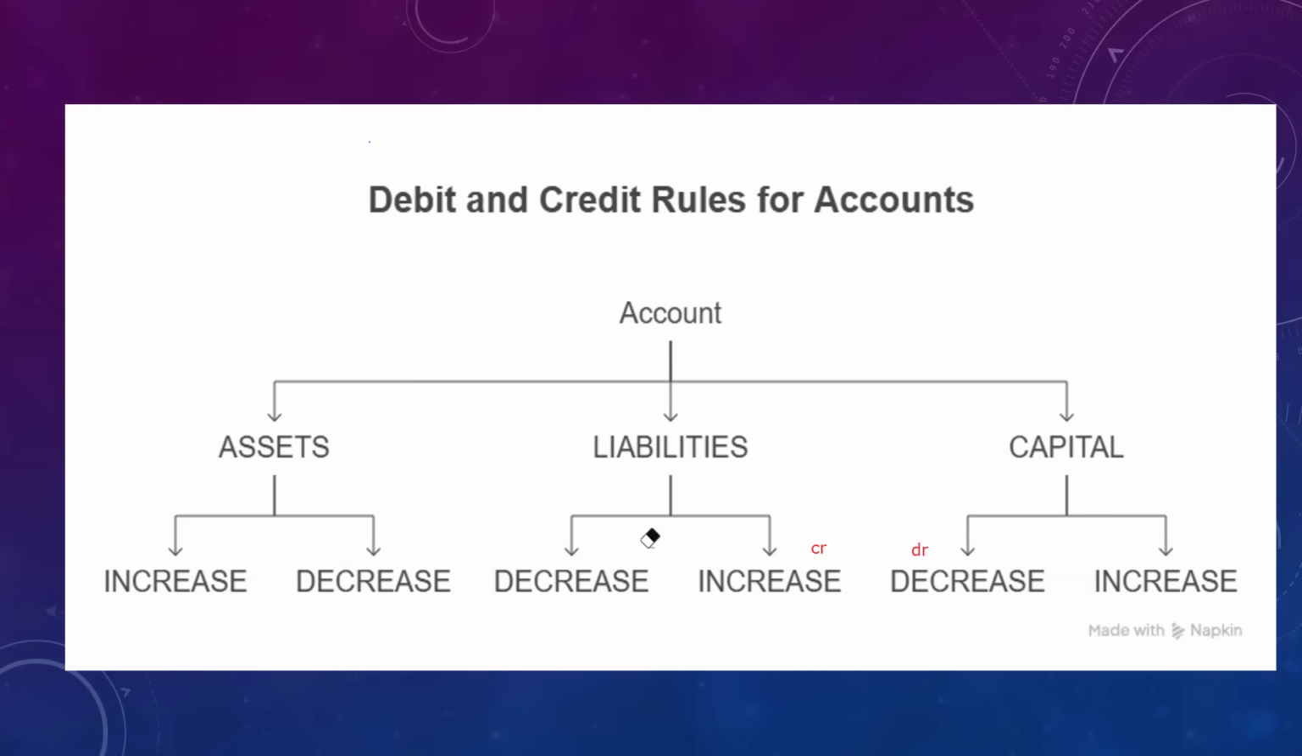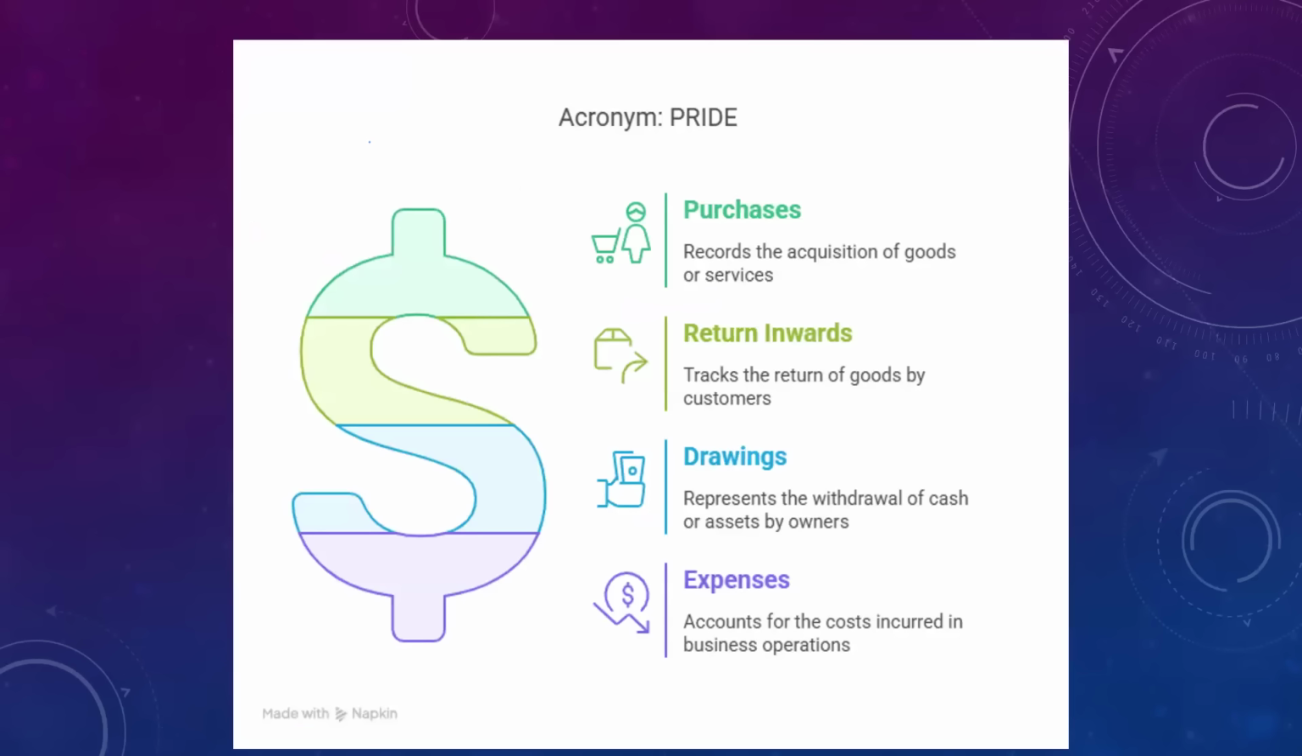Now for the other accounts, I use an acronym called PRIDE. PRIDE stands for purchases, return inwards, drawings, and expenses. And these accounts are always debited. So once you record in any purchases account, you're going to debit. Recording a transaction in a return inwards account, you're going to debit. In a drawings account, you're going to debit. In any one of your expenses accounts, you're going to debit.